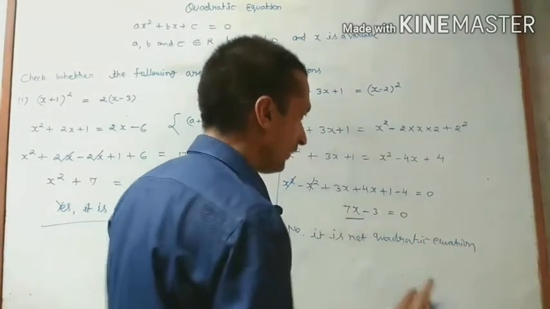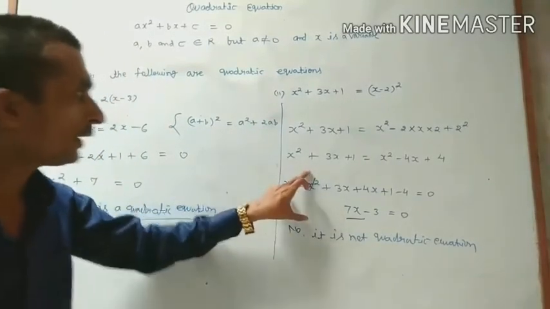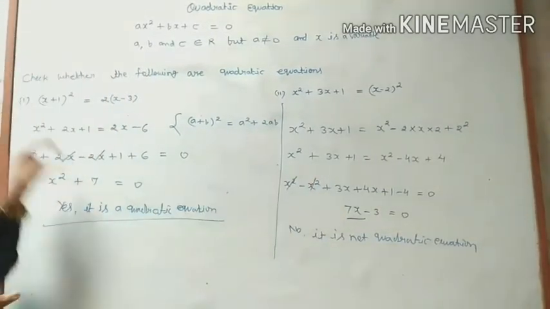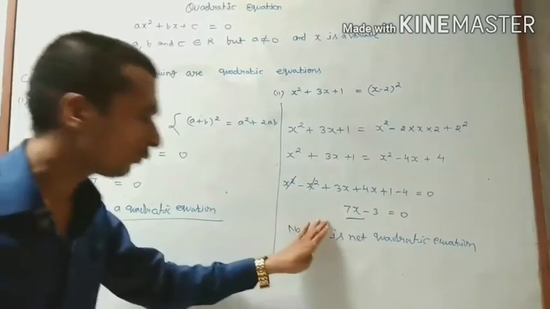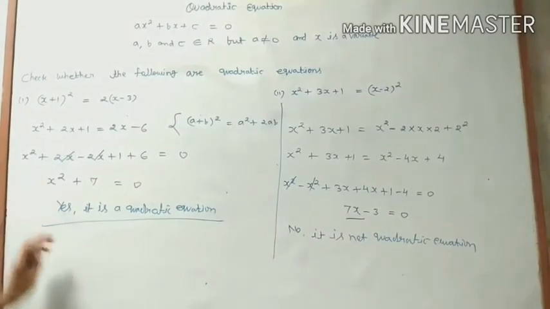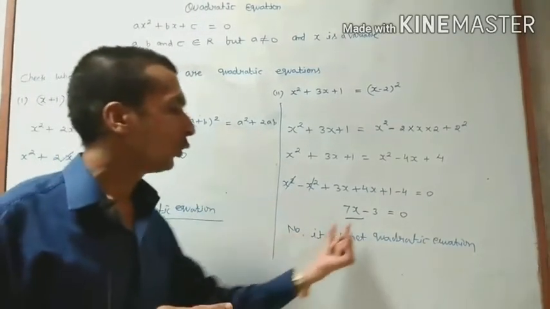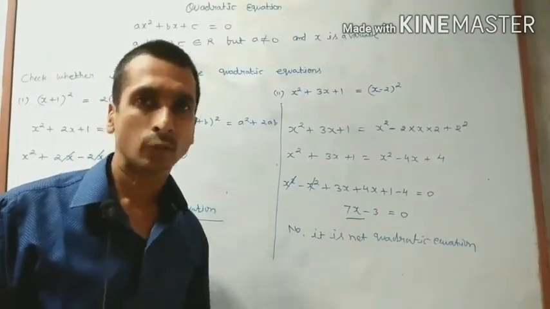Okay friends, so we learned what is the meaning of quadratic form, and we also found two examples. The first example is yes, it is the quadratic form. The second is not a quadratic form. The reason is, here it is the x square form, so this is the quadratic form, but there is no x to the power 2, so that's why this is not a quadratic equation.